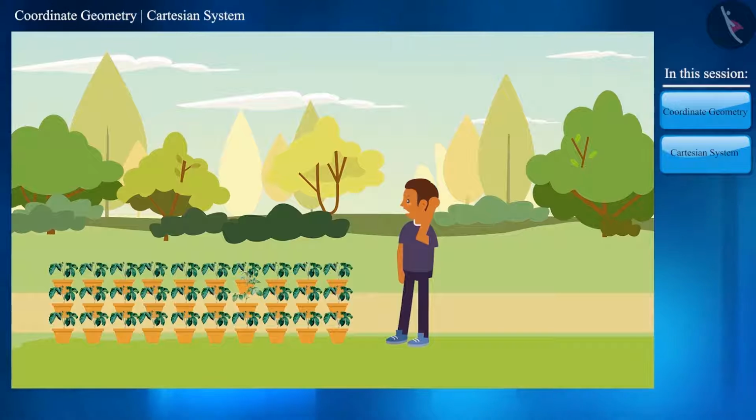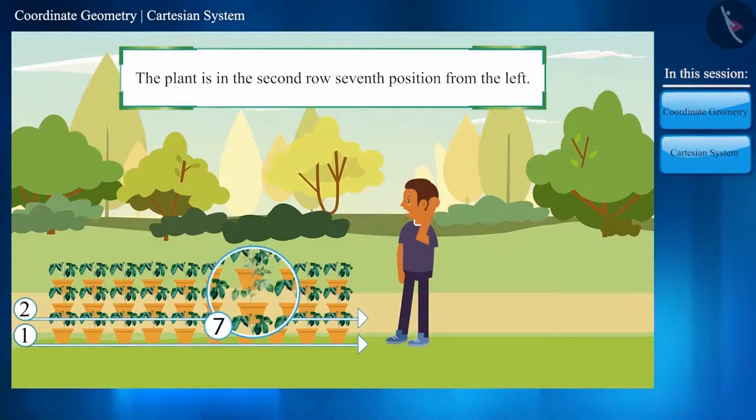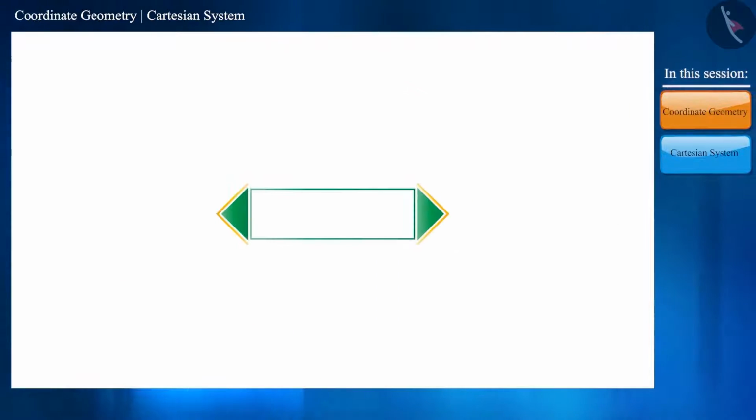If he would have gotten the information that the plant is in the second row, 7th position from the left, then how easy it would have been for Rahul to find the plant. Friends, we can explain this situation this way, that to know the position of a point in a plane, we need to have two pieces of information, or say two directions. This simple idea is being used extensively in mathematics, which is identified by the name of coordinate geometry.